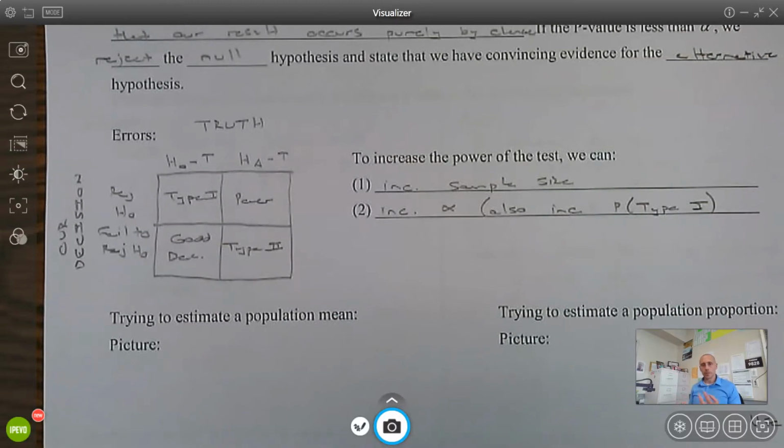Two ways we can increase the power of the test are to increase the sample size or to increase the significance level. The problem is alpha is the probability you make a type 1 error. So if alpha goes up, the probability you make a type 1 error goes up.